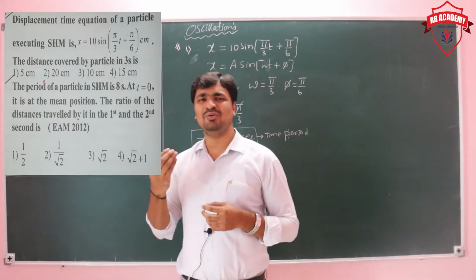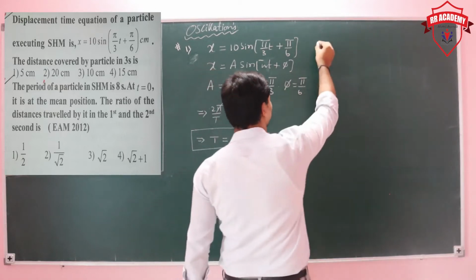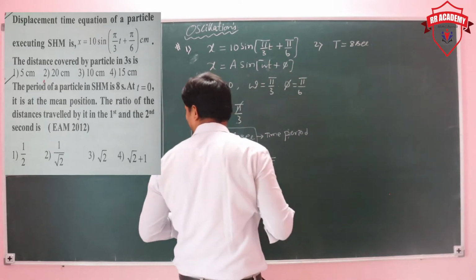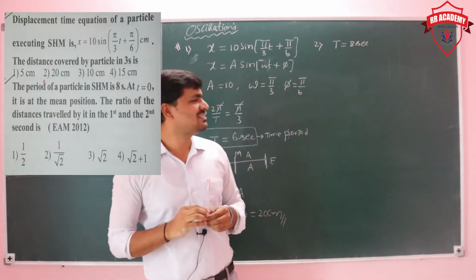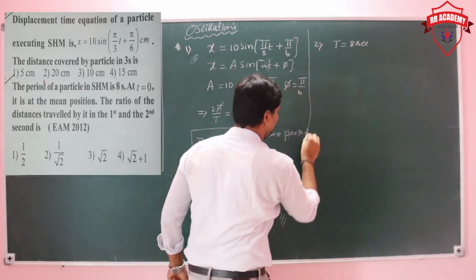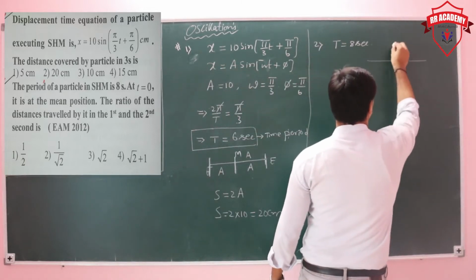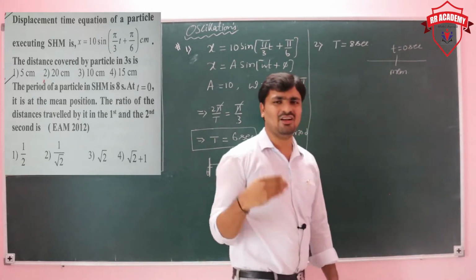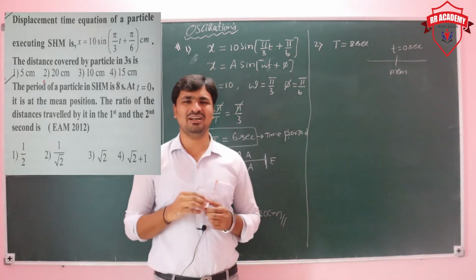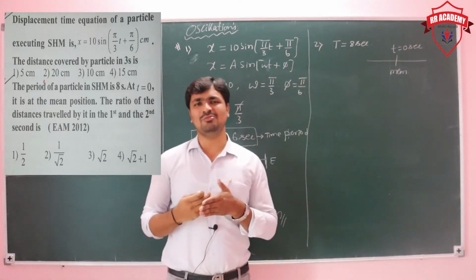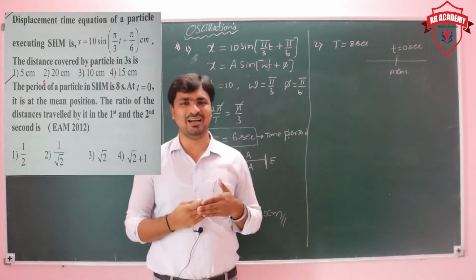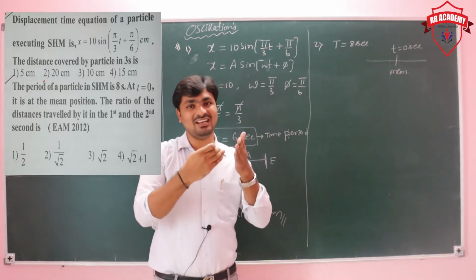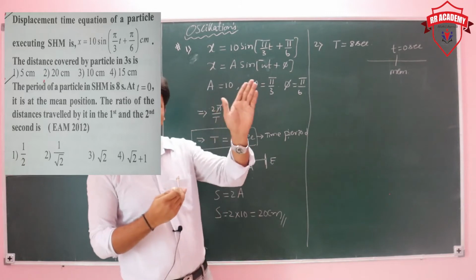Let's see one more problem. The time period of a simple harmonic oscillation is 8 seconds. The particle starts from the mean position at t equal to 0 seconds. The requirement is the ratio of the distance traveled by the body in the first second and the second second of its journey.